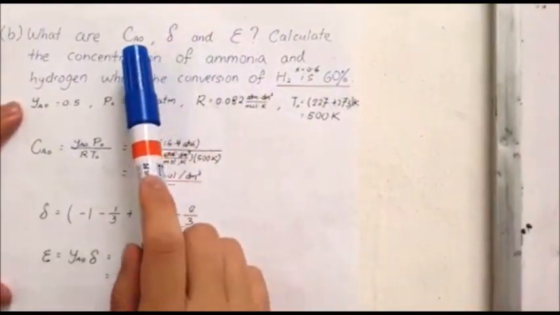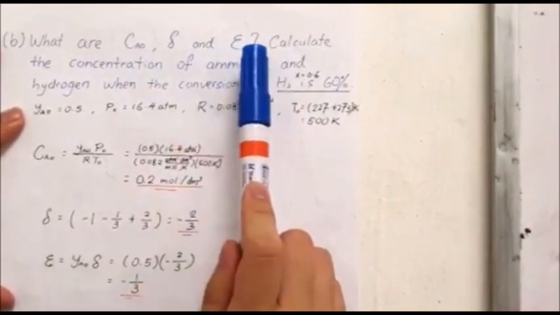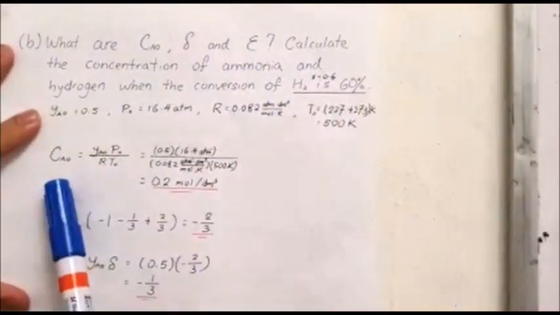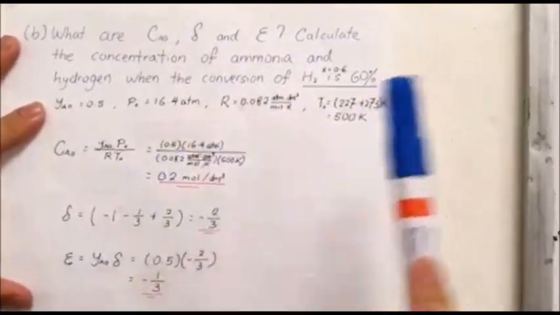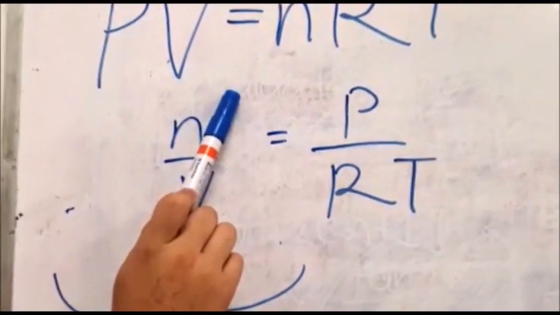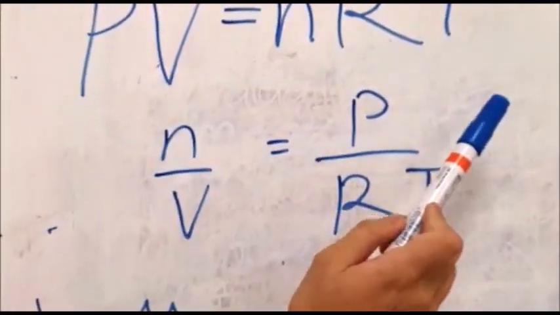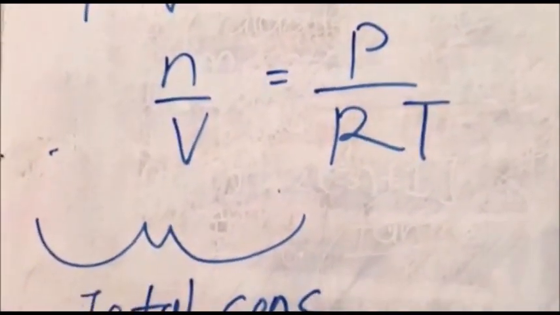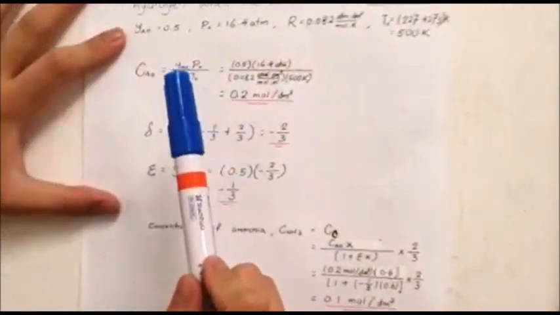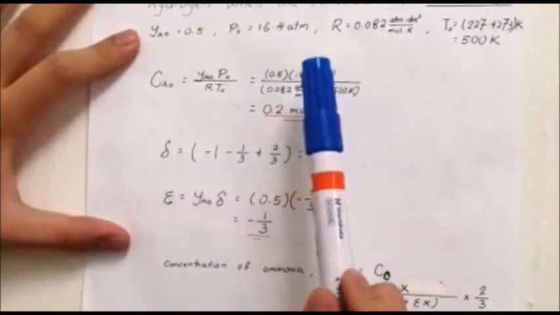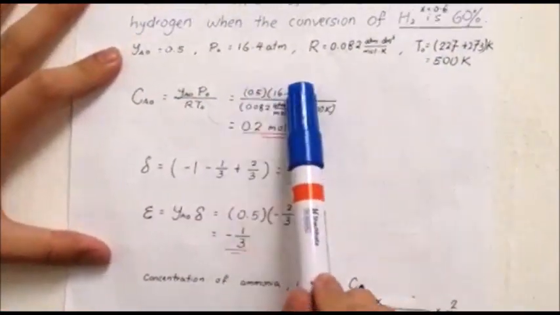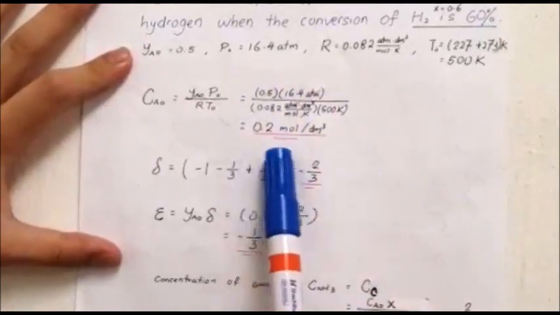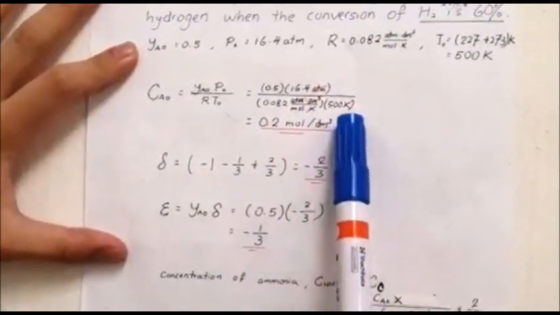Move to the second question, where it asks us to find the initial concentration, delta, and epsilon. So the first one, the initial concentration, is simply found by rearranging the ideal gas law, PV equals nRT. So we arrange in terms of concentration, but bear in mind that this is the total concentration, so we will multiply with YA0, which is the gas fraction, which is already given. Now we have all the data, we substitute it and we get the final answer, 0.2 mole per dm cubed.